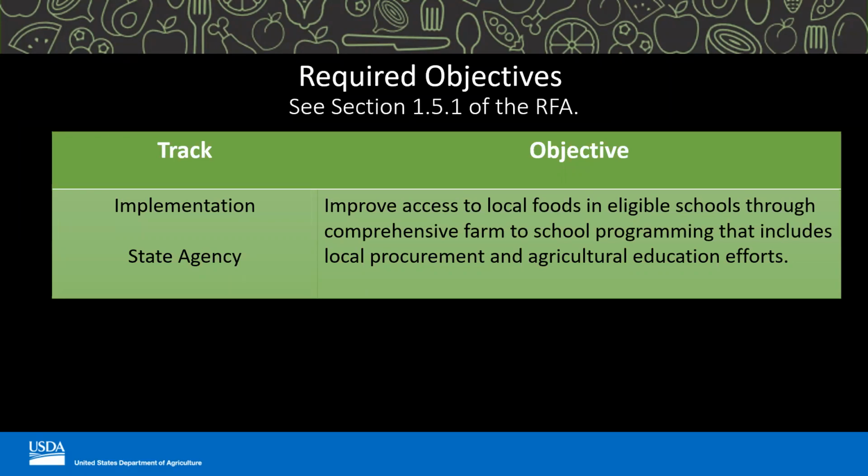For the implementation track, your application can be any combination of activities as long as they support the objective. Some examples of activities may be developing and implementing integrated curriculum to reinforce food and nutrition-based learning throughout the school environment or on local farms. Or it might be bringing more unprocessed and value-added, minimally processed, regionally sourced meal components into the cafeteria.